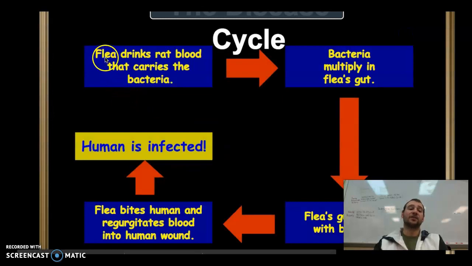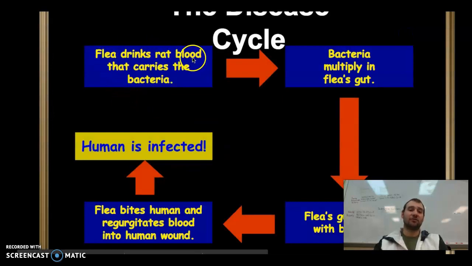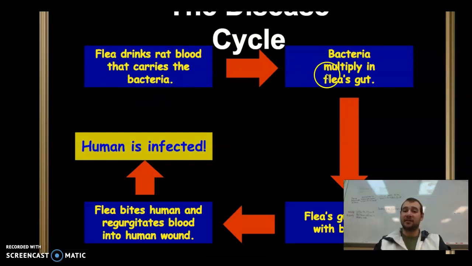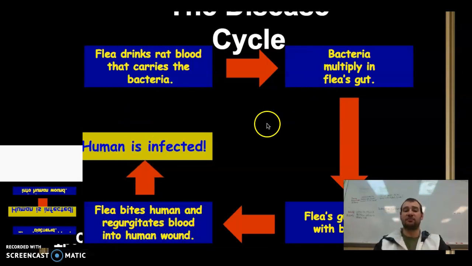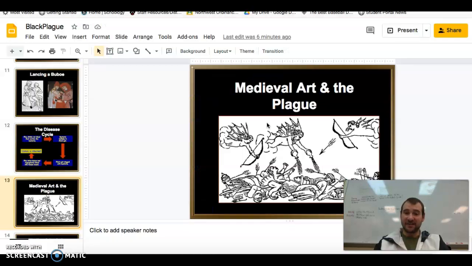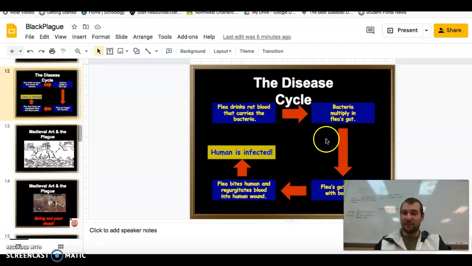Here's the disease cycle. Here's how it goes. Fleas drink the rat blood that carries the bacteria. The bacteria multiply in the flea's gut. Fleas get clogged with bacteria. The flea bites a human and regurgitates blood into the human wound. Now the human is infected, and you just rinse and repeat that cycle until everybody in Europe gets infected.